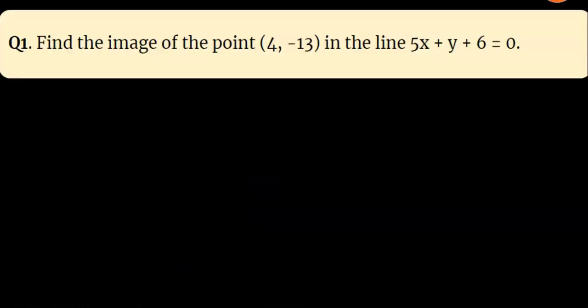Let us get into a problem. Find the image of the point (4, minus 13) in the line 5x plus y plus 6 equal to 0. So now look at the equation. This is a line whose equation is given here. What is the equation given? 5x plus y plus 6 equal to 0.